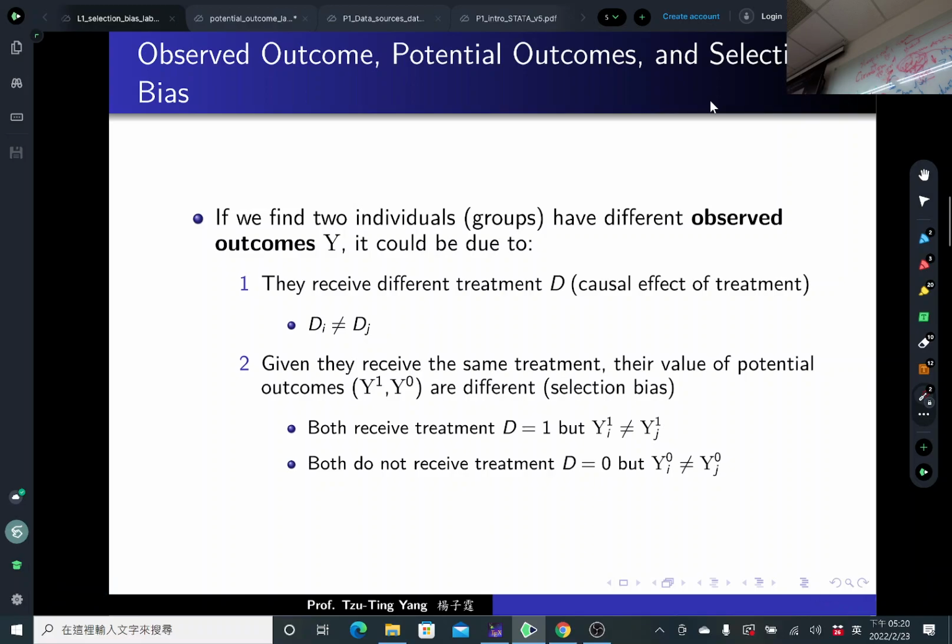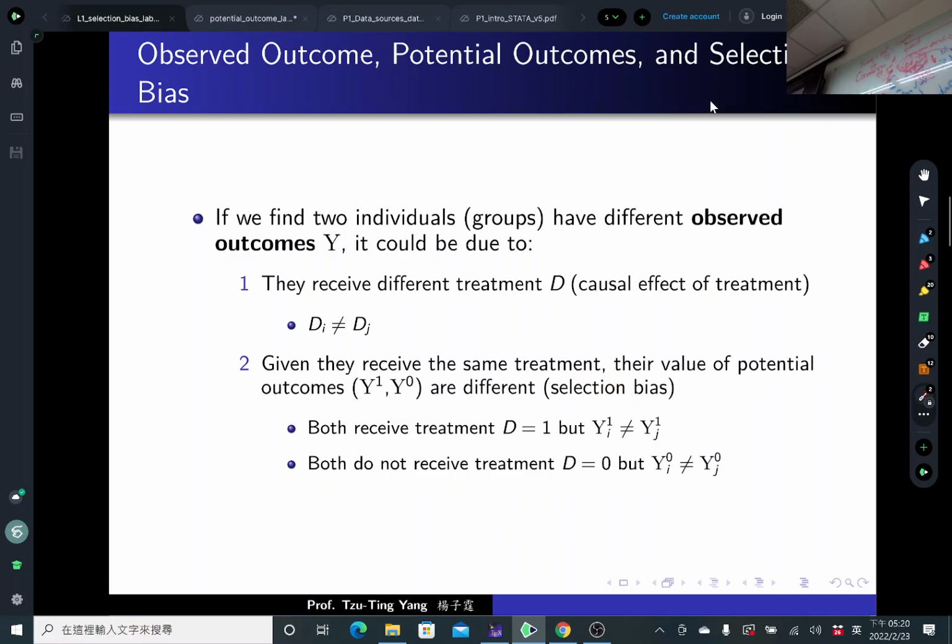So if the observed outcome difference between these two groups is due to their potential outcome values being different, that is not the causal effect of the treatment. That is due to selection bias. It's because these two groups of people are fundamentally very different, except for the treatment status. They have other things that are different. That's something we need to deal with. We try to eliminate this.